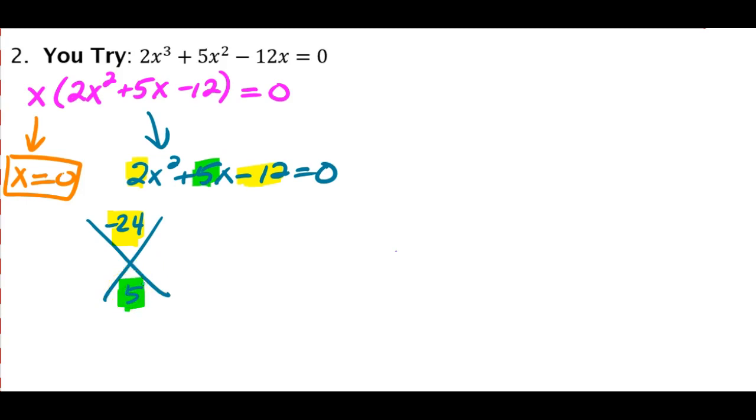So now I'm looking for two numbers that multiply to negative 24 and add to positive 5. And those numbers would be positive 8 and negative 3. So now I'm going to rewrite my problem, 2x squared, and then leave some blanks and put minus 12. And then in the middle, I'm going to have my 8 and my negative 3. I want to put my negative 3 first, so that I don't have to worry about factoring out a negative. Alright, so this is what I'm left with.